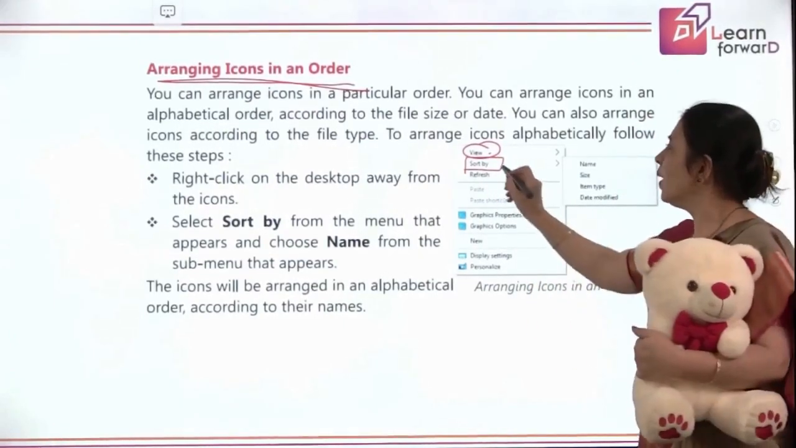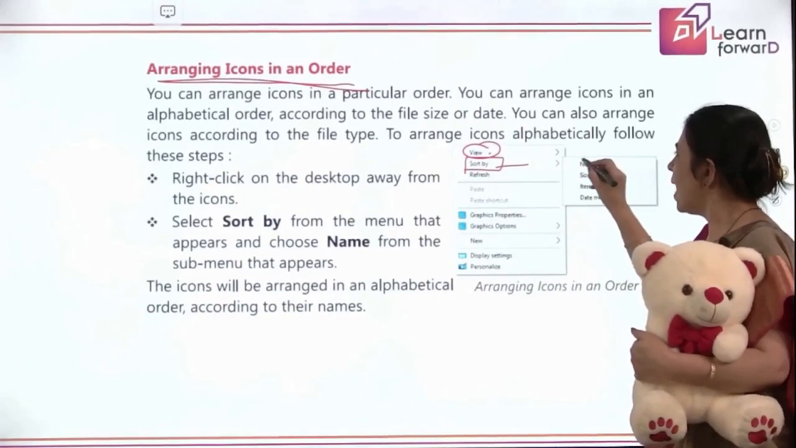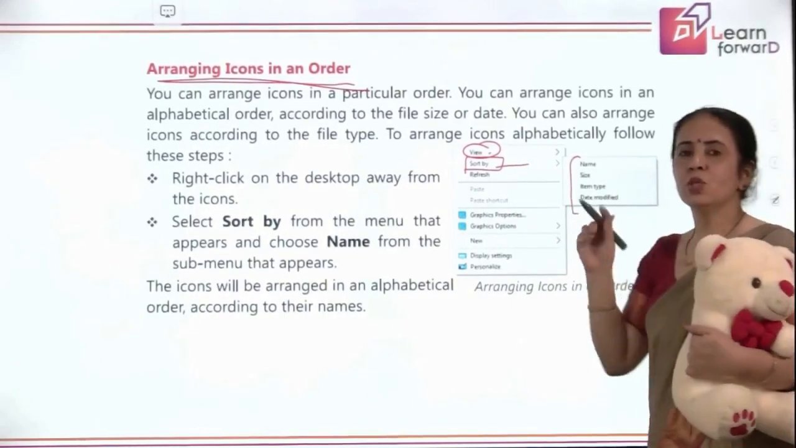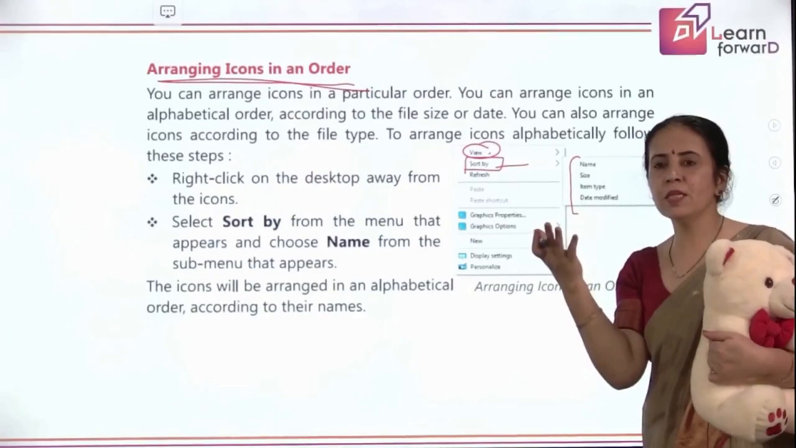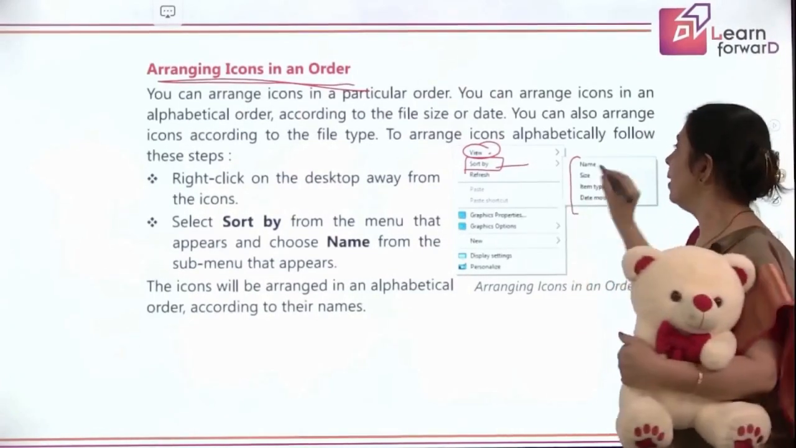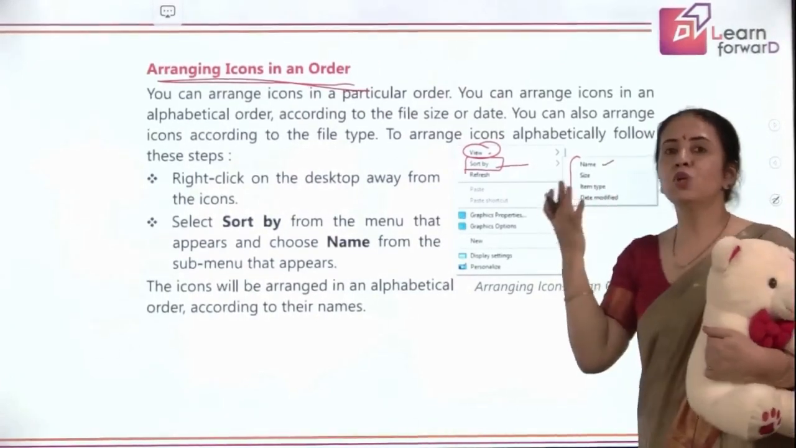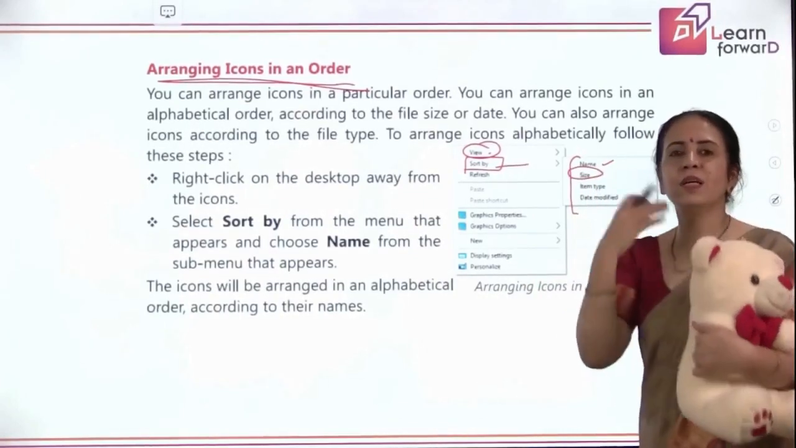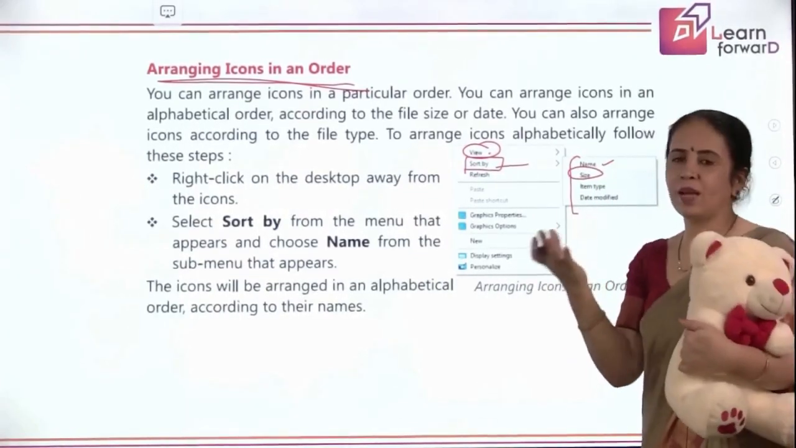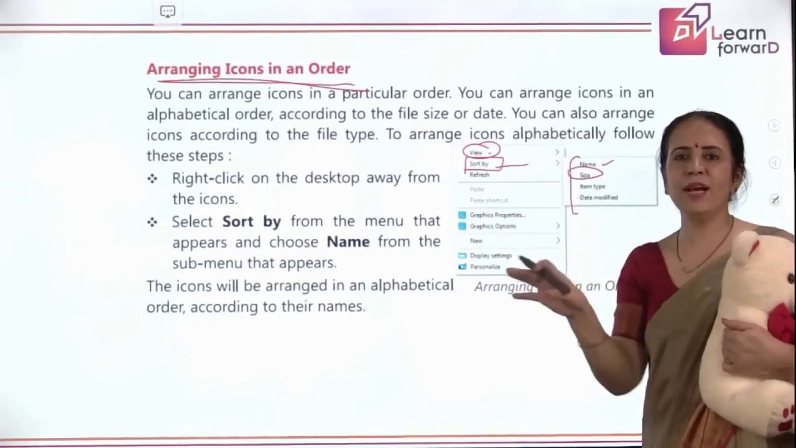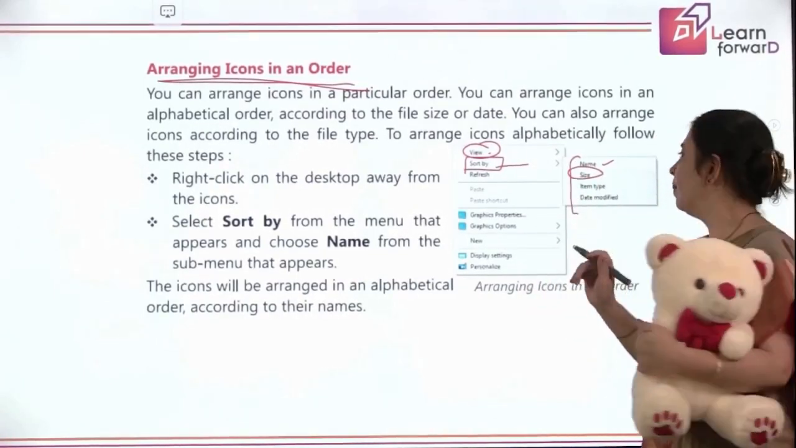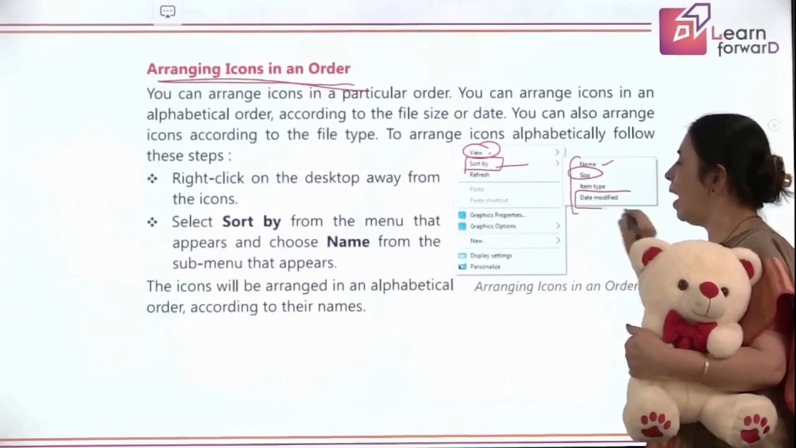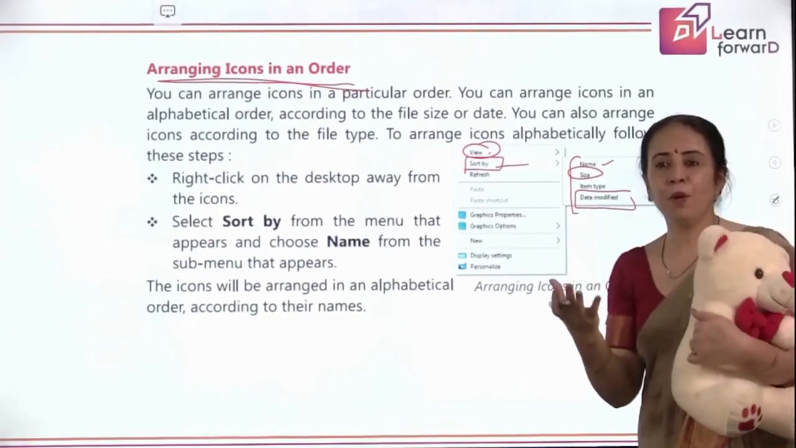Okay. So when you click on sort by, it's asking different options. So what could be the sort by options? It could be alphabetically, that is name wise. It could be size wise. Or even the type of the icon, like what type of folder it is. It is a file type, it is a folder type, that way. And then the last most is the date modification.